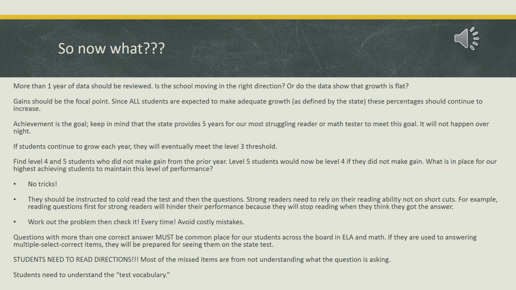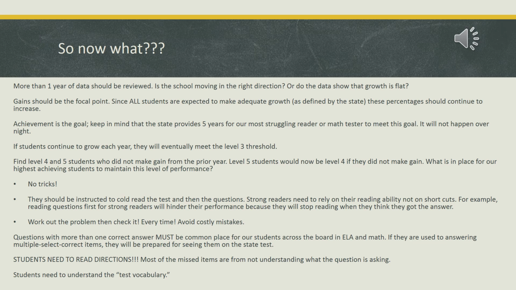All students are required and expected to make growth. So are they? Our highest academic need students will not get to a level 3 overnight. The state gives 5 years for our level 1 students to get to level 3. We need to ensure our students are meeting this challenge. Also, know who your highest achieving students are. What are you doing to support their continued growth?